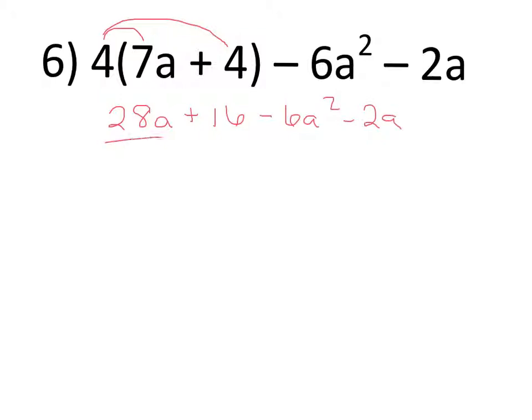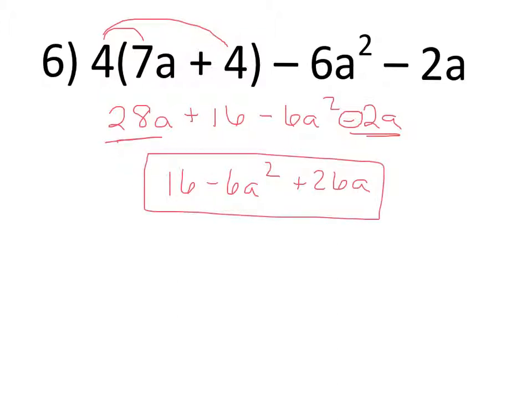So if I'm looking at this, I've got an a and an a here. And then the 16 and the negative 6a squared don't have anything else you can go with. So when I'm writing this down, I'm going to have 16, I'm going to have a minus 6a squared. And now I need to be careful when I do this with 28a and 2a, keep the sign right here. So 28a minus 2a is 26a. Again, order's not important here, just as long as you have all the parts.